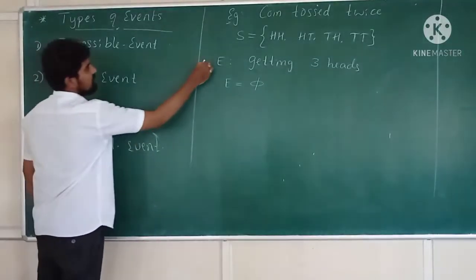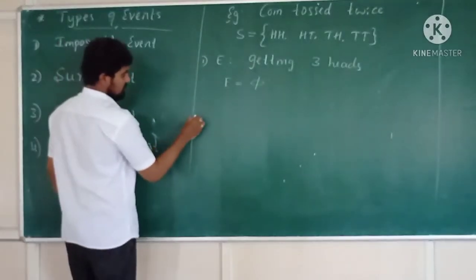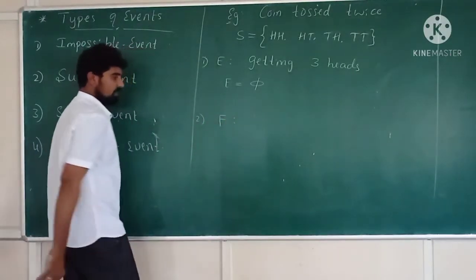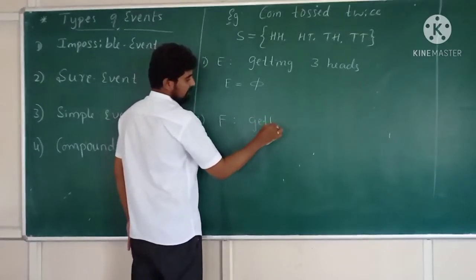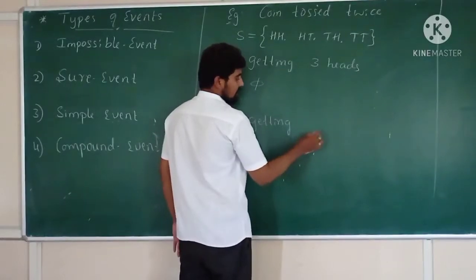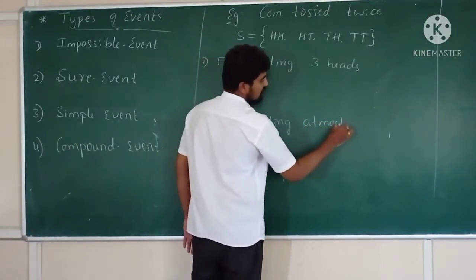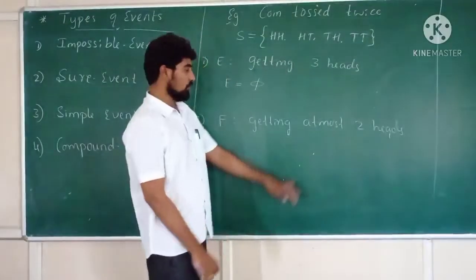Now the second one, what is meant by the sure event? So let us consider one more example. Let F be another event, and the event is getting at most 2 heads. At most 2 heads.